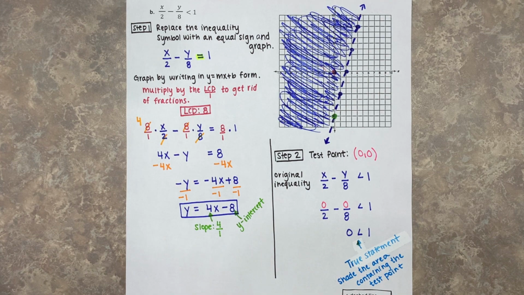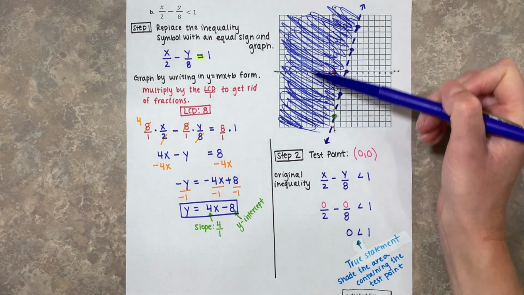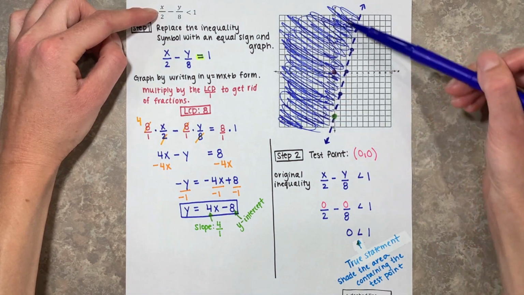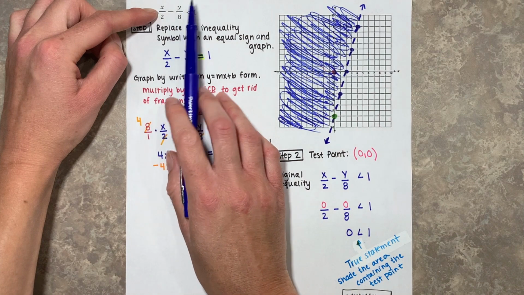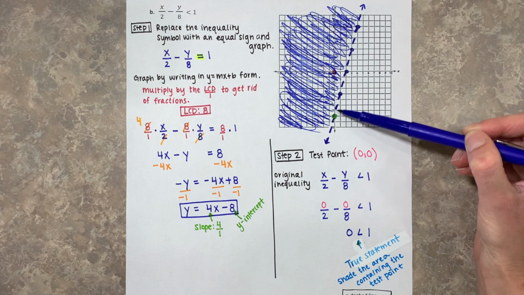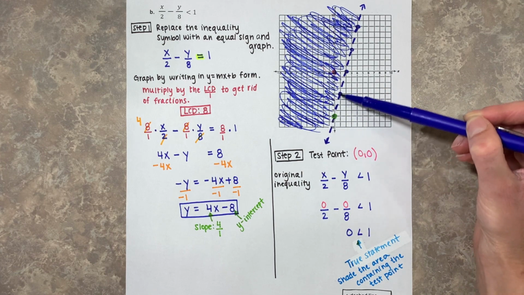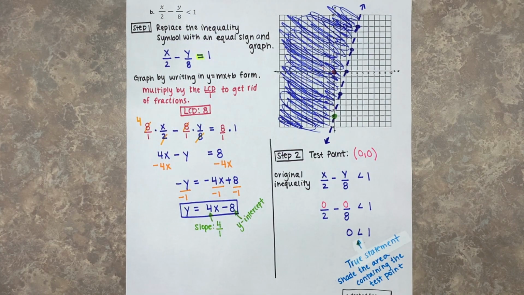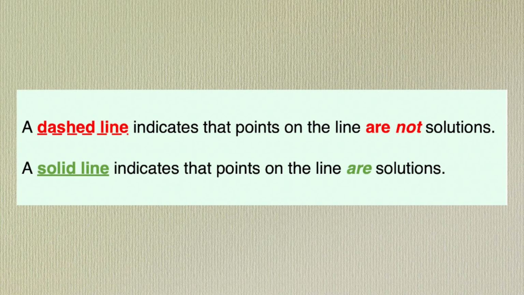Now, what does our final answer here mean? Our final answer means that any ordered pair in this shaded region is a solution for this inequality. You can plug any ordered pair in this region in for x and y, and you'll get a true statement. A dotted line means that points on the line are not solutions. So any point on the line, if you plugged it in to this inequality, you would get a false statement. We can see that statement right here. A dashed line indicates that points on the line are not solutions, and a solid line indicates that points on the line are solutions.